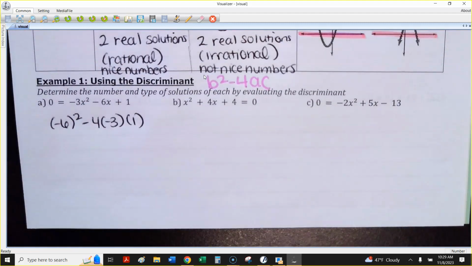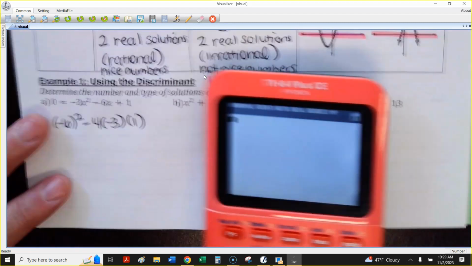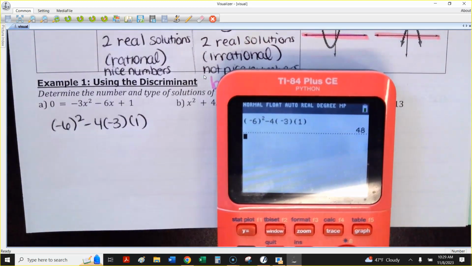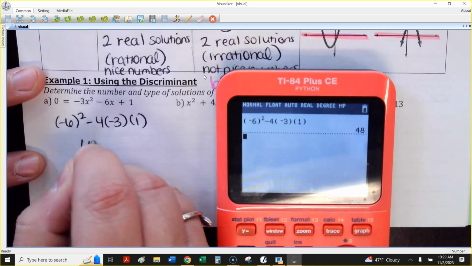So this first question, if I did b squared minus 4ac, I'd do -6 squared minus 4 times -3 times 1. I don't really need to include the 1, but this is what we've been doing the last couple of days that I tell you. I just type this into my calculator and don't really think about it too much. Just make sure you're plugging in the right numbers. And I got the number 48.